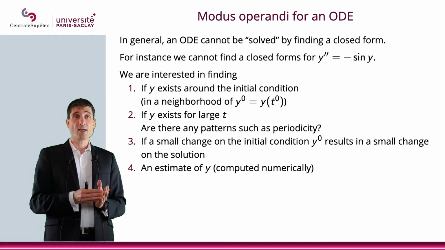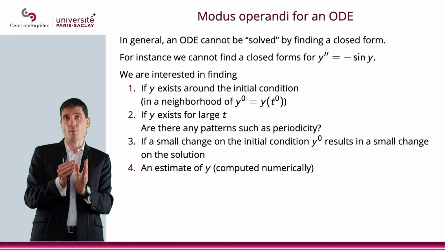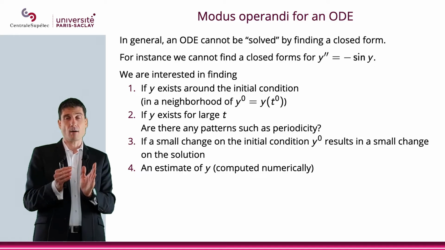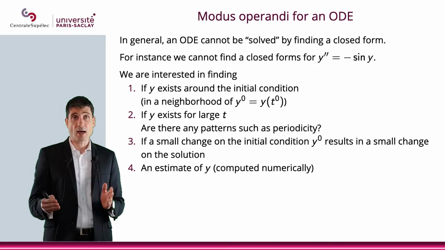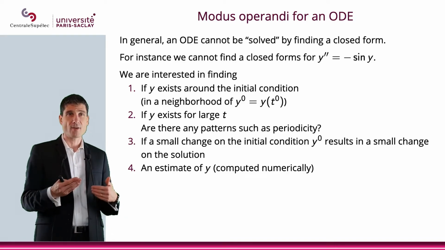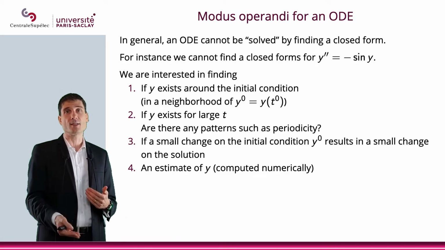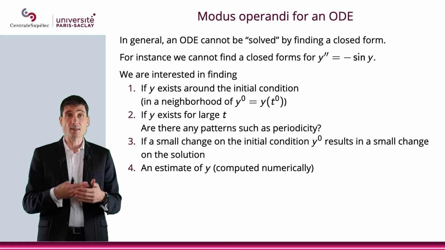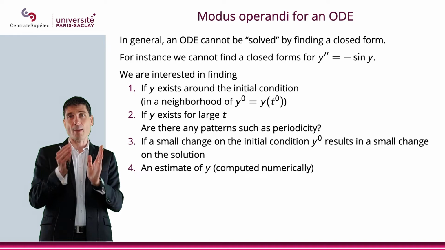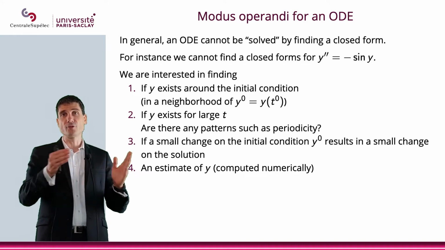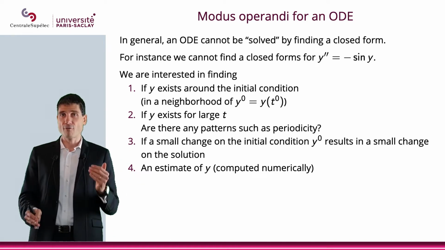Second question, if you're not exactly in this neighborhood, but you're further away, and even better, if you have large values of t, what can you say? Do you have patterns, like periodicity? Do you have asymptotics? I mean, what's the situation? Can you actually say more than just what happens locally? Can you have a global view of what is going on for your ODE?